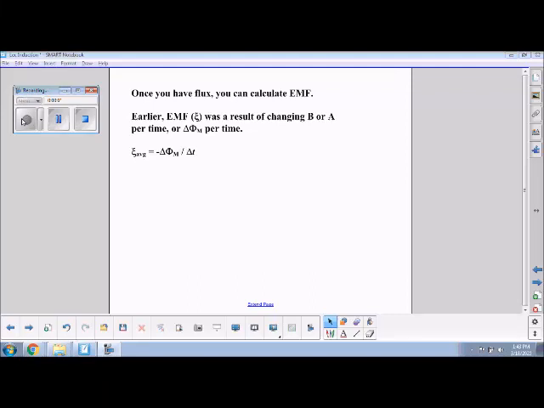Okay, welcome to Tuesday. Alright, so we are still looking at flux, but now we're looking at how we're going to calculate EMF and thus current from this whole flux thing.